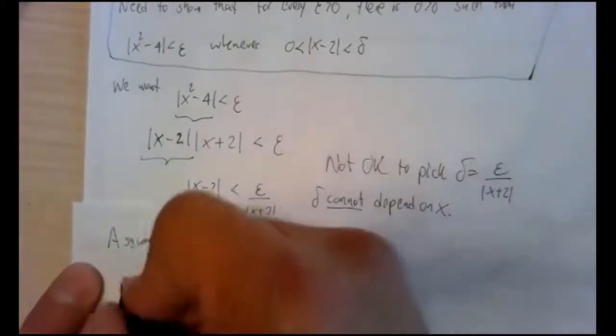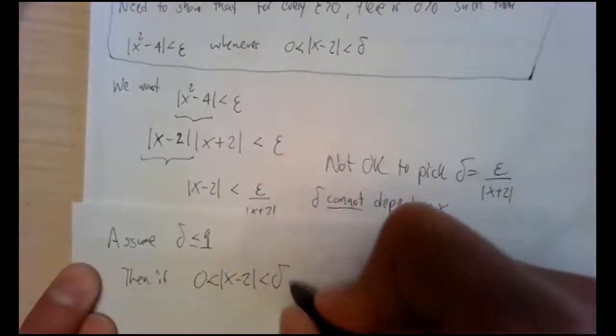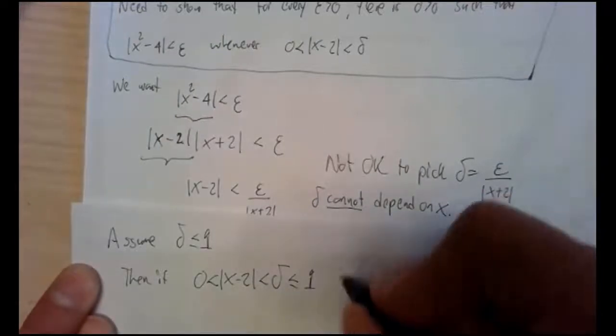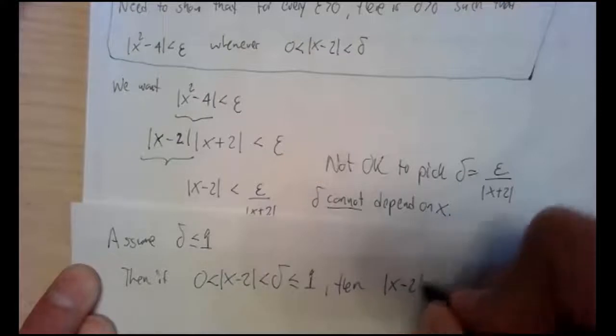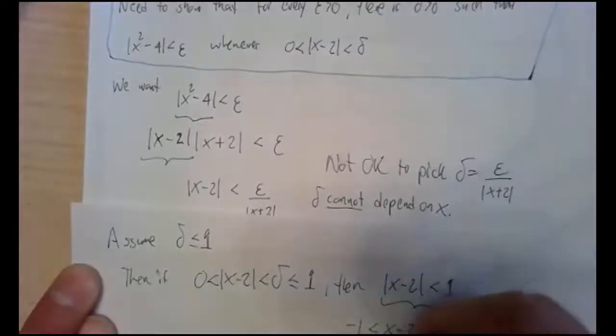If you assume that, then if 0 < |x - 2| < delta, but delta is at most 1, that means |x - 2| is less than or equal to 1, strictly less, actually. So this is what I mean. And what this means is that -1 < x - 2 < 1, or when I add 2, 1 < x < 3, right?